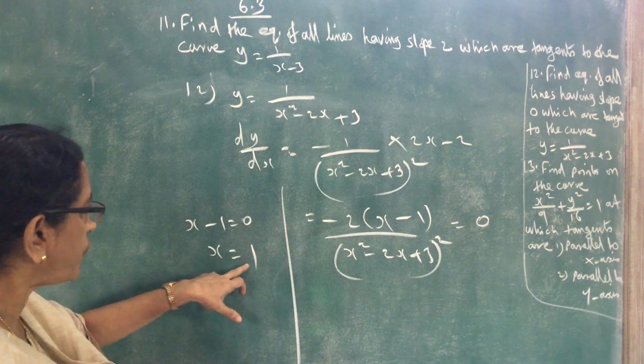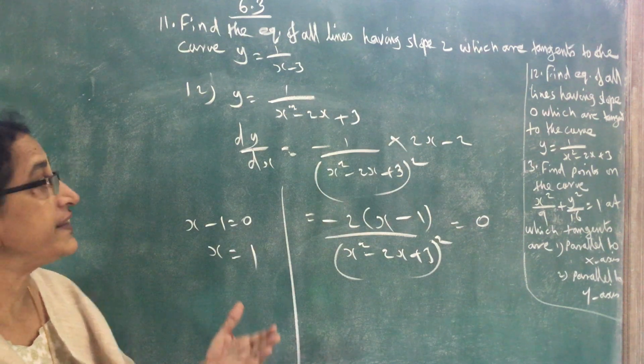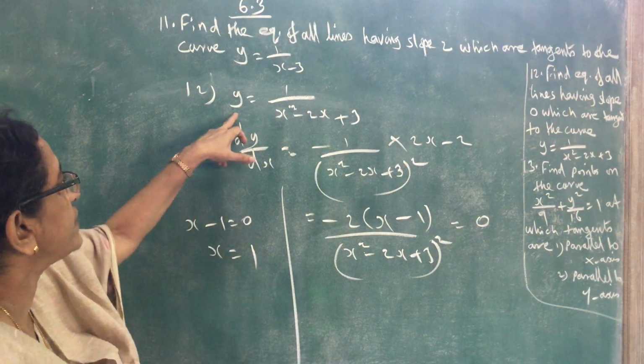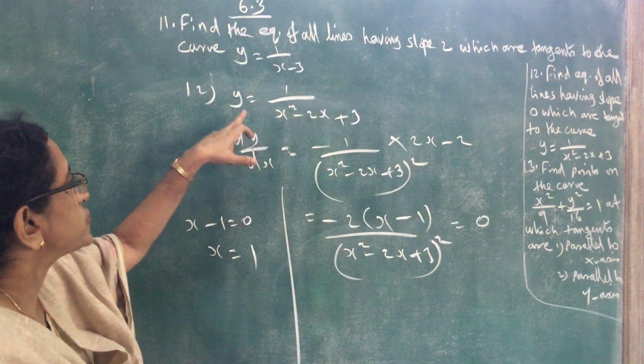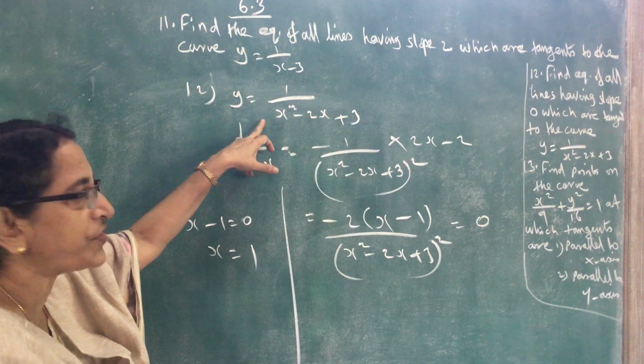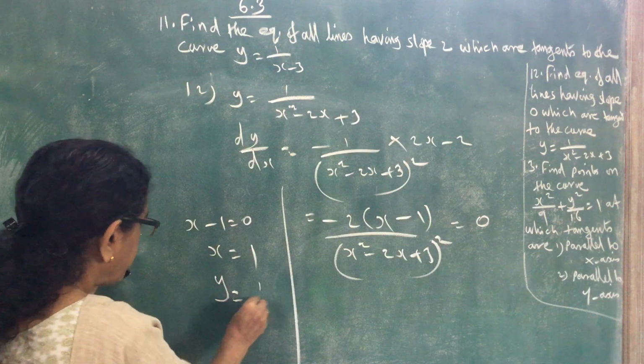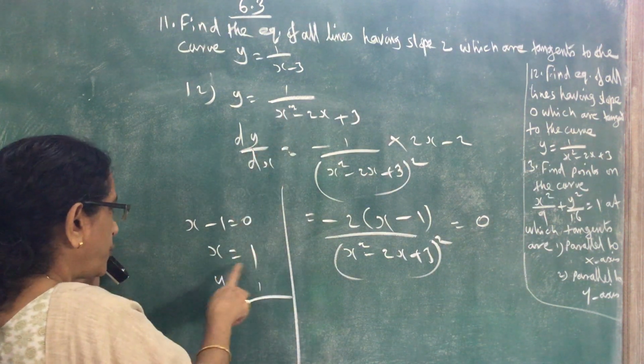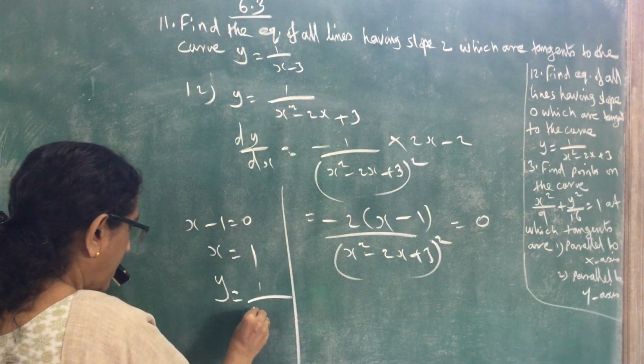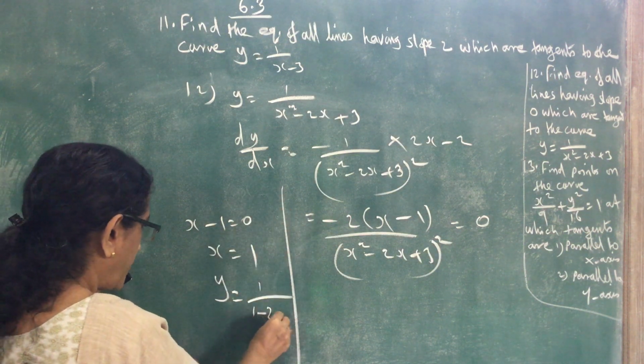Now at x equal to 1, we can find the y coordinate. Substituting x equal to 1 in the given equation of the curve. So this is the equation of the curve. We can substitute here and find the y coordinate. So y equal to 1 by (1 square minus 2 into 1 plus 3), substituting x equal to 1.